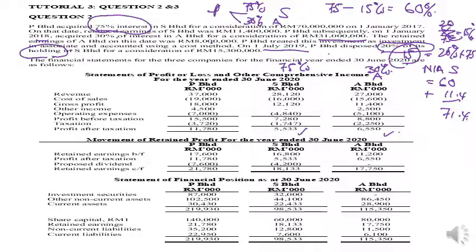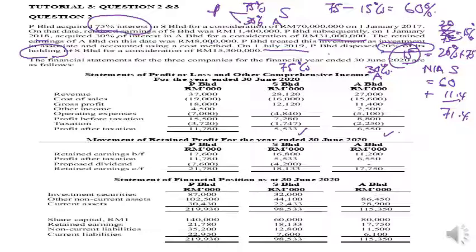P subsequently on 1st of January 2018 acquired 30% in A. So again, P has in A 30% in 2018. Okay, and for cash considerations of 31 million. The retained profit of A at that date was 8 million, and then P treated this investment as investment in associate and accounted using the cost method.